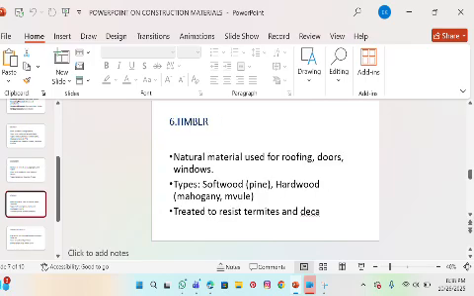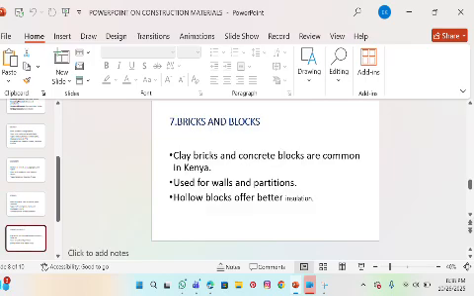Timber is also another construction material, and it is used for roofing, doors, and windows. We have the types of timber, that is softwood and hardwood. And this timber is treated to resist termites and decaying. Are you listening to me? Yes. Good. Now I can see we are moving on well.